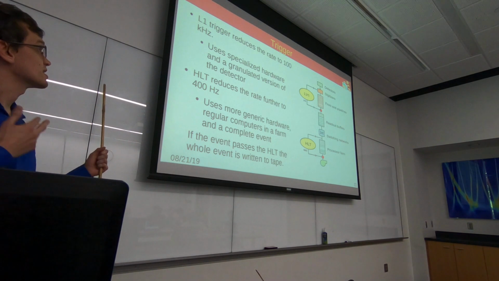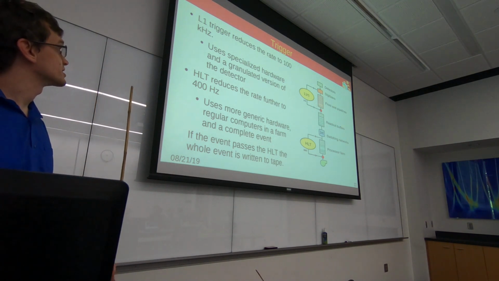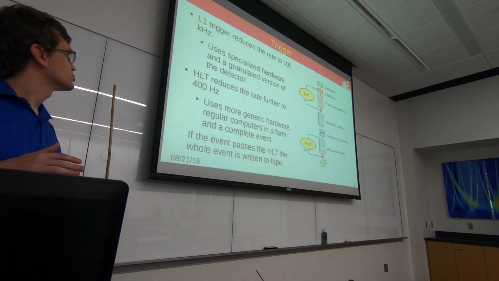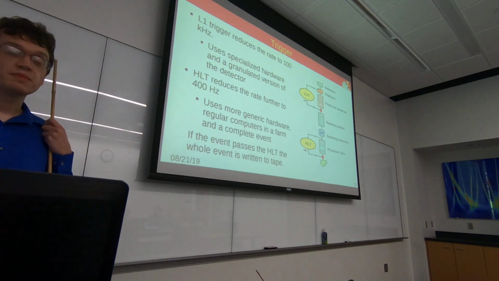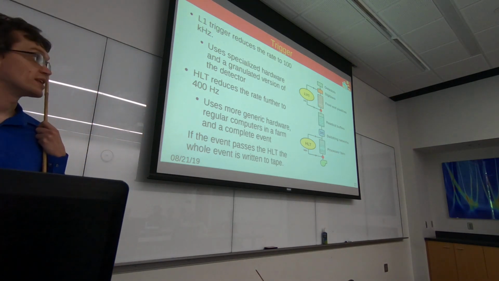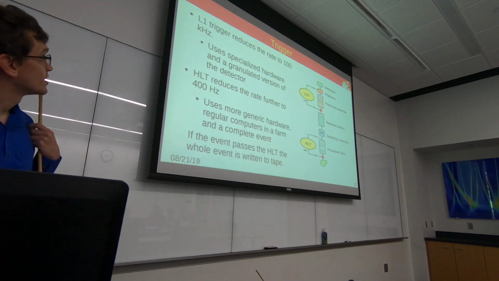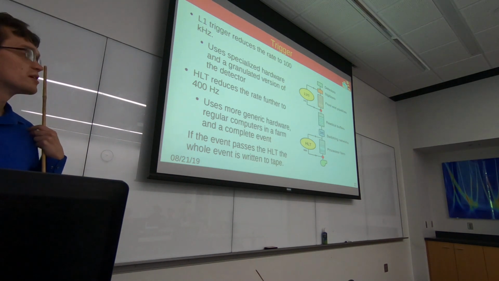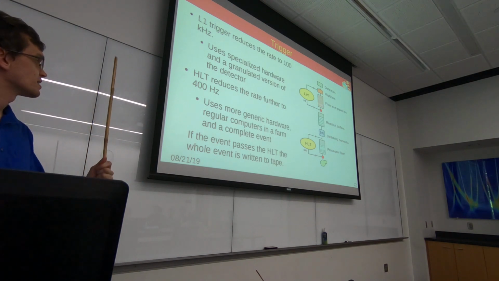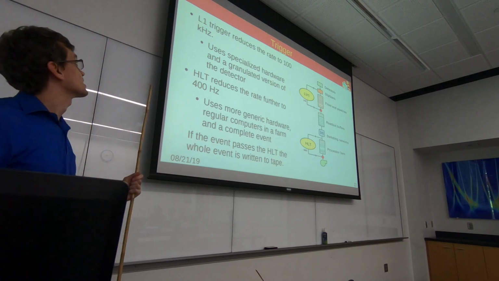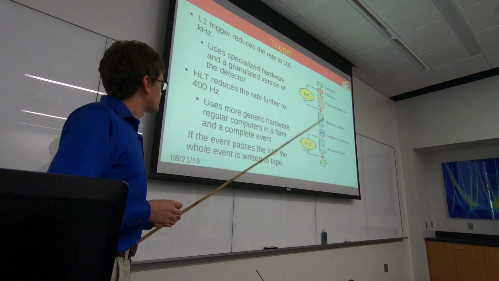If an event passes the L1 trigger, it's passed to the HLT, or the high-level trigger, which reduces the rate to about 400 hertz. Now, this can run at a much slower rate because it's being given information at a rate of 100 kilohertz instead of 20 megahertz. So it can use more generic hardware, regular computers in a farm, and the complete event. If it passes the high-level trigger, it's saved.